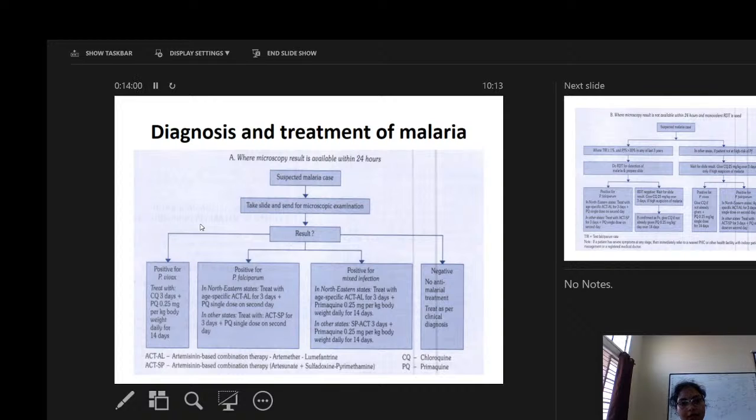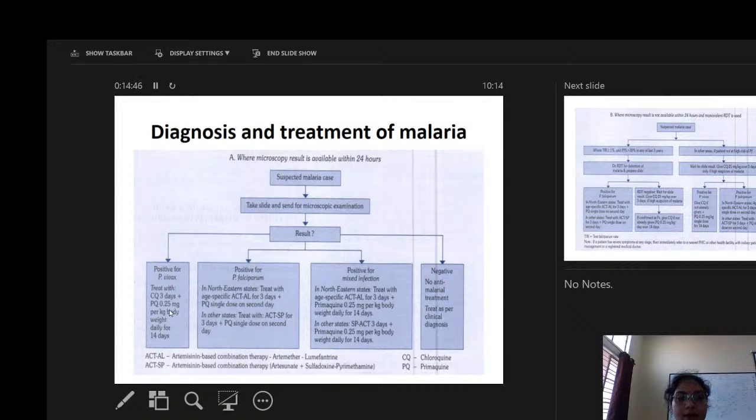Depending on the result, you will know. If it is positive for Vivax, then you will treat with chloroquine for 3 days plus Primaquine 0.25 mg per kg body weight for 14 days. And if it is positive for falciparum, as I told you, in northeastern states you will have to treat with ACT-AL for 3 days and Primaquine single dose on the second day. In other states, you have to treat with ACT-SP for 3 days and Primaquine single dose on the second day.